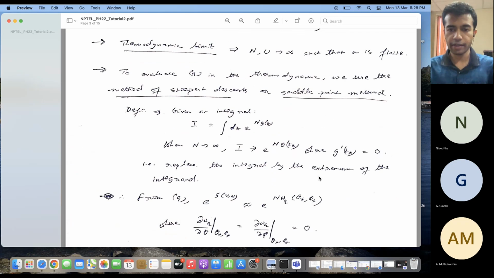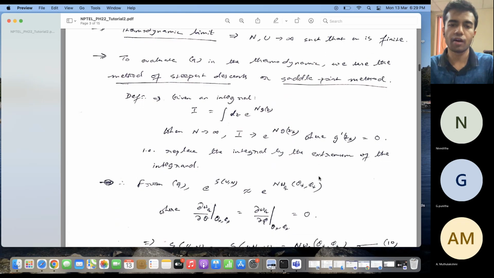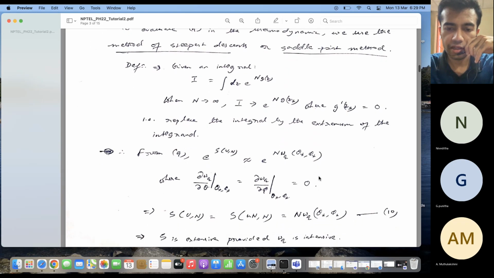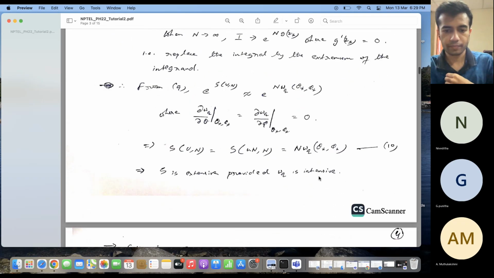So this method of steepest descents and thermodynamic limit, these two things are clear, right? How I went from an abstract expression of entropy, then I simplified it, then I went to the thermodynamic limit, then I used the method of steepest descents in order to calculate the entropy. So you see, step by step, I went on simplifying my problem till the point where I can use an approximate method to find out the entropy of the system of n identical quantum particles. Right. So till this point, is it all clear? Yes, sir. Okay.